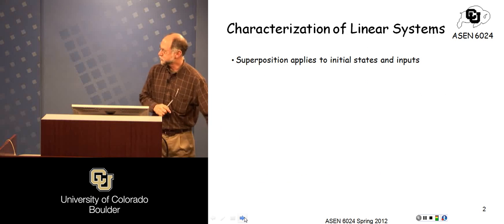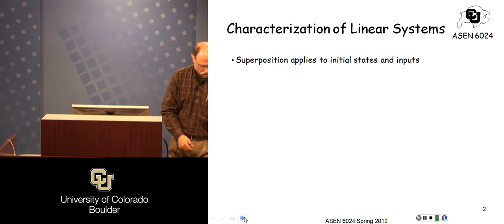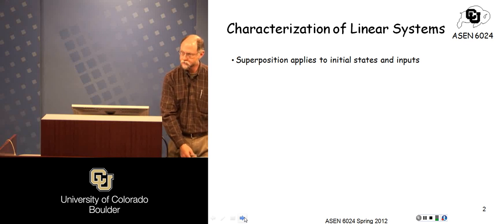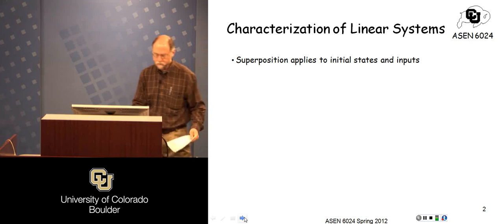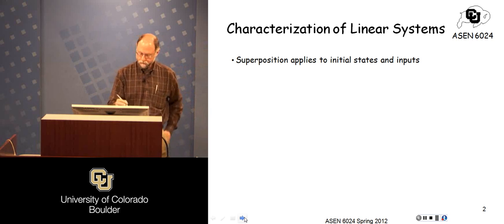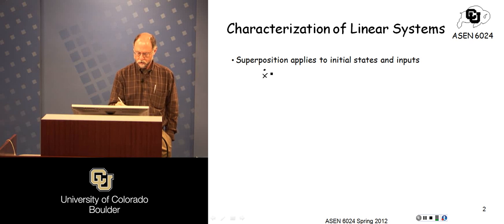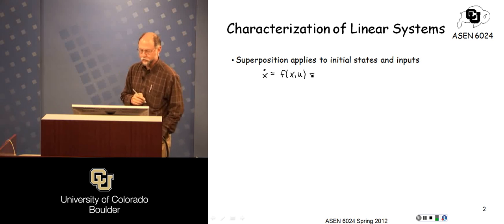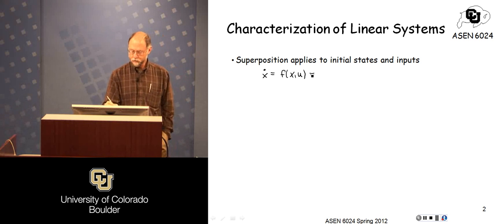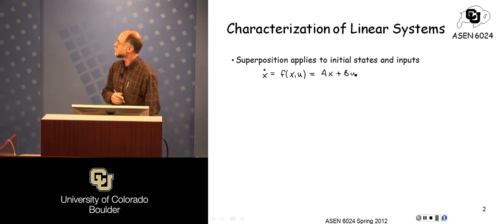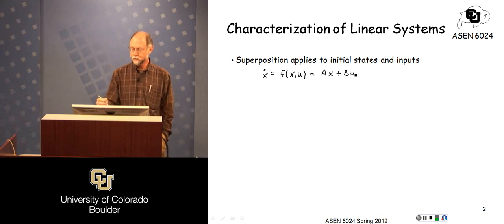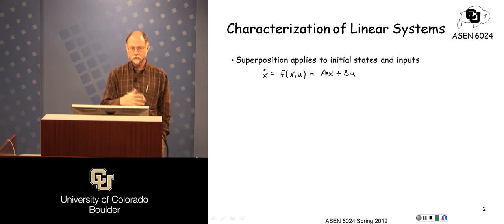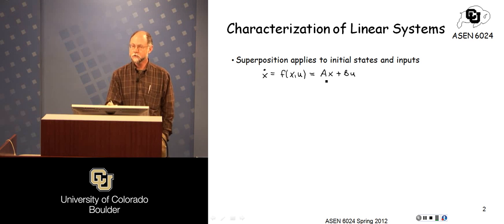Okay, we've talked about superposition before. That was our basic tool for understanding when a system's linear and when it's not. So if we take a general system in the state space form, and if it turns out that it is linear, then as we saw before, through a linearization process, it would come out in this form. So we can talk either about the linearization of a nonlinear system, or if the system is actually linear to start with, then it will come out to be in this form exactly.